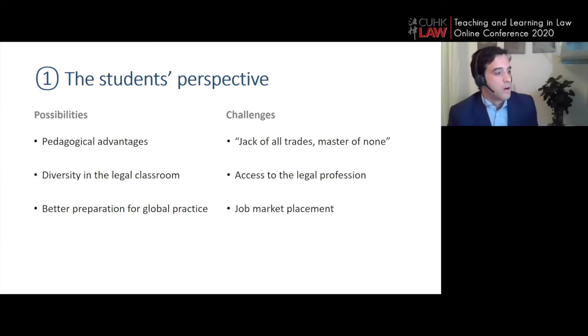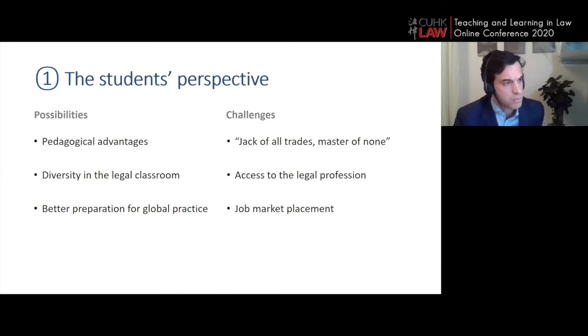And I guess one can also make the argument that, given the multi-jurisdictional journey that students go through in these kind of programs, cosmopolitan programs prepare students very well for global practice or for international practice, if that's the career path that they want to undertake after law school.